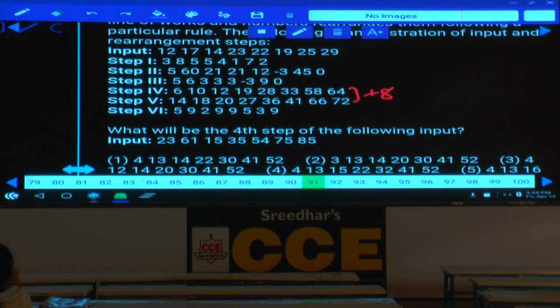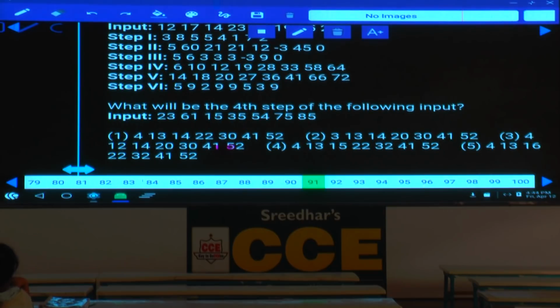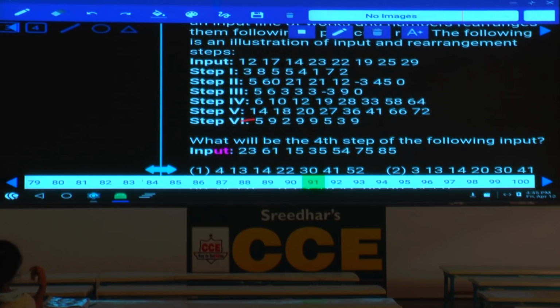Clear? Now, can you work out this one or not? Now, question numbers 91 to 94, all these questions are based on the same logic. In these types of questions, as we discussed in the classroom, we are not supposed to work out the entire thing, isn't it? Now, which will be the 4th step of the following input? Let us work out question number 1. What is the first step here? 23. Rather than taking out all the numbers, just take the first number, 23.